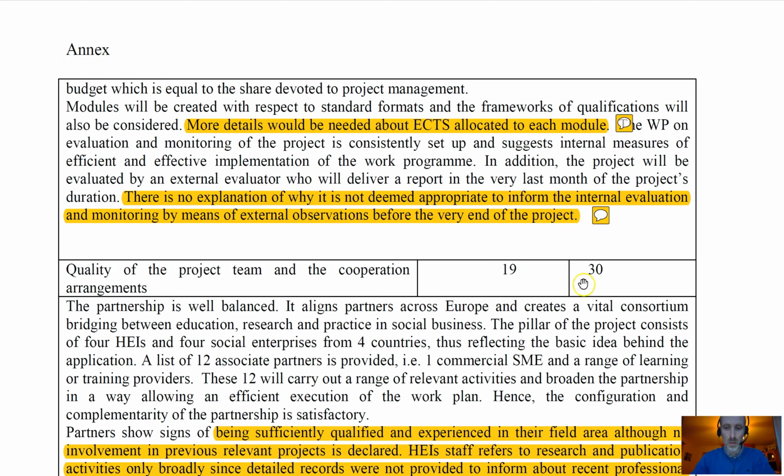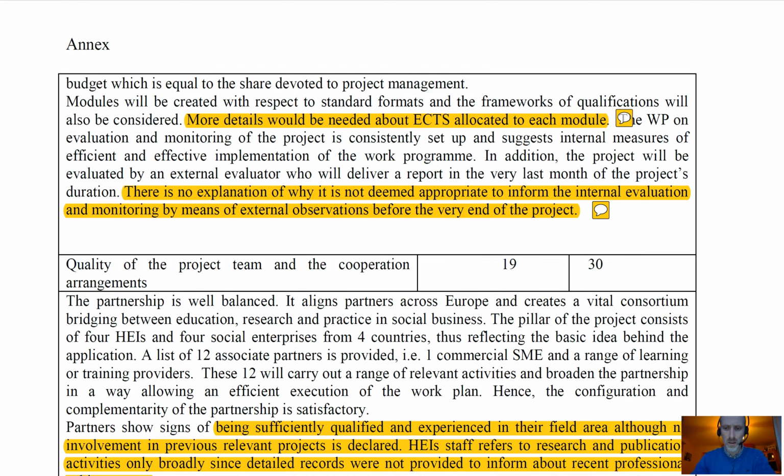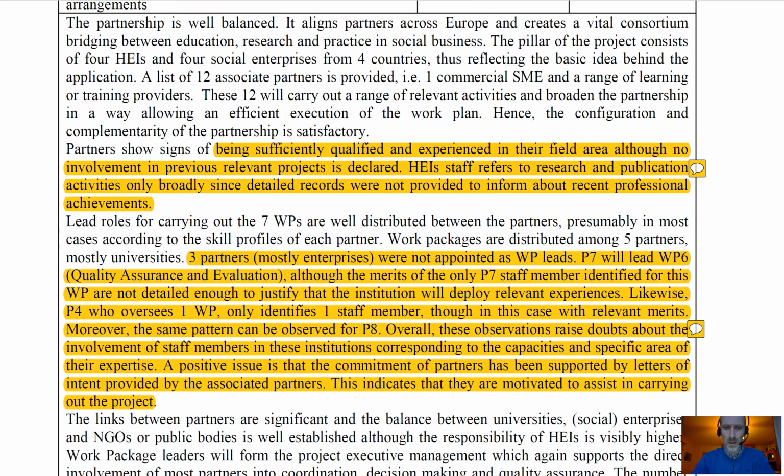Quality of the project team and cooperation. So this was low, 19 out of 30, disappointing. Really, I think we didn't explain our partnership well enough, and it talked about an uneven spread of partners, workloads, and some partners having only one staff member identified. So that was an important learning, that really we need to clearly identify the staff as well as the organizations.